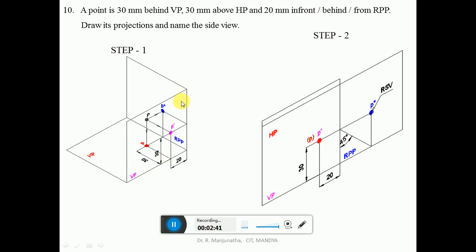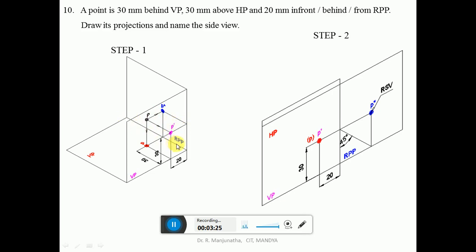Now when you look from the right side view, the point will be behind RPP. This is the distance which is behind RPP. When you look from the front view, that will be seen in the vertical plane. When we look from the top view, that distance will be seen in the horizontal plane. Also when it is projected, this will be P double dash on the profile view. So when you look from the right side view, we can see the distance above HP, which is the front view distance, and also the distance behind VP, which is the top view distance.